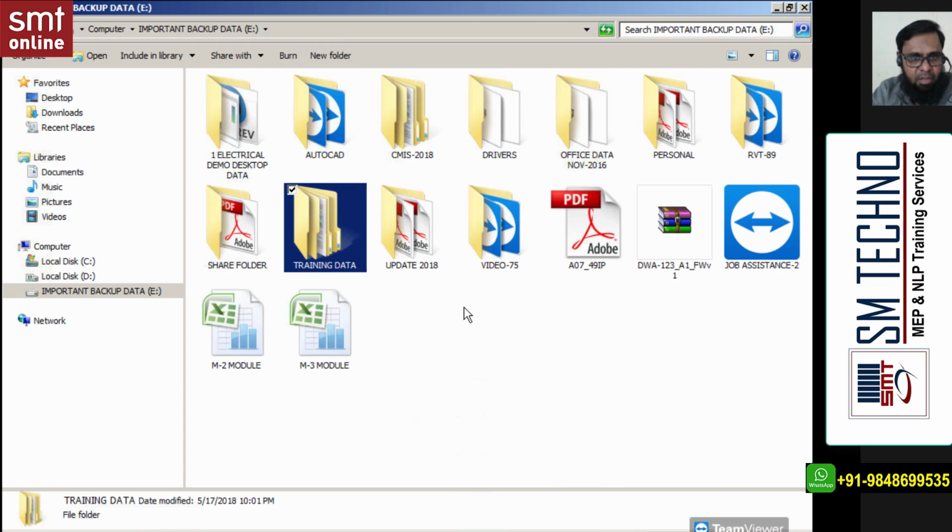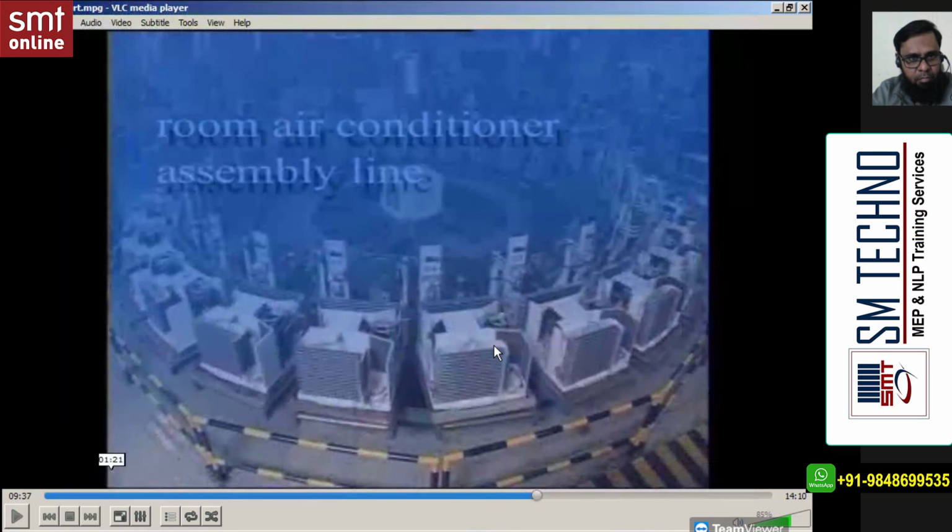Zamil manufacturing site visit. Motor. Air conditioners have two assemblies.